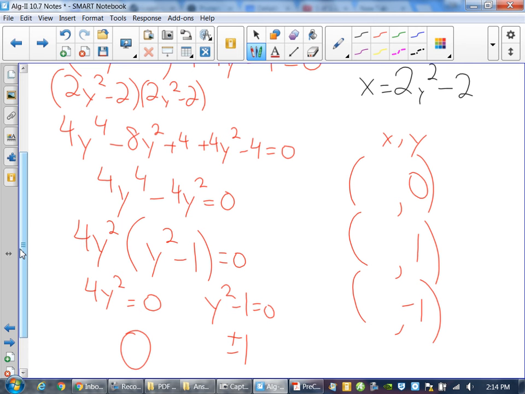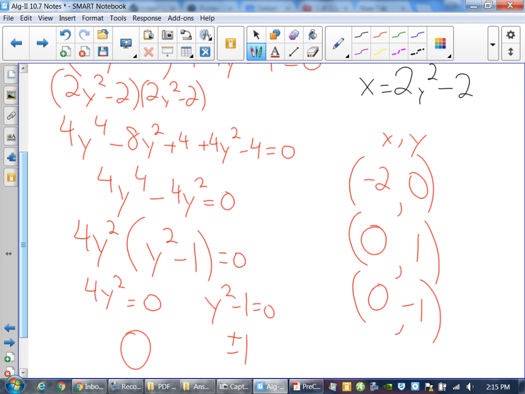Remember how you got x by itself? x was 2y squared minus 2. So we go through the process. What's 0 squared? What's 0 times 2? What's 0 minus 2? What's 1 squared? 1. What's 1 times 2? What's 2 minus 2? What's negative 1 squared? What's 1 times 2? What's 2 minus 2? Those are your 3 intersection points.